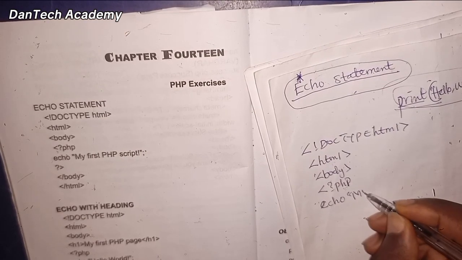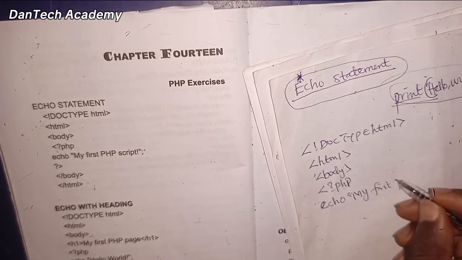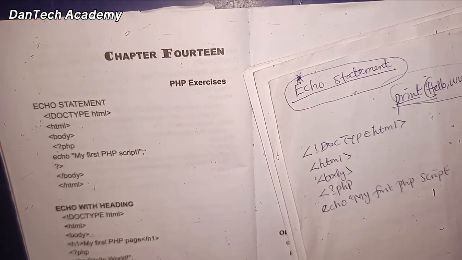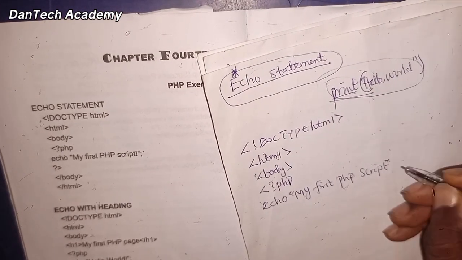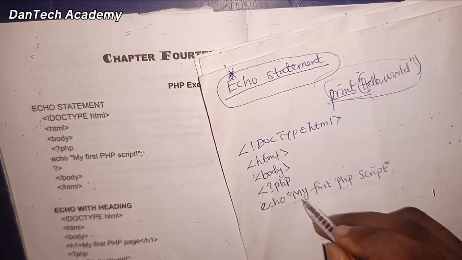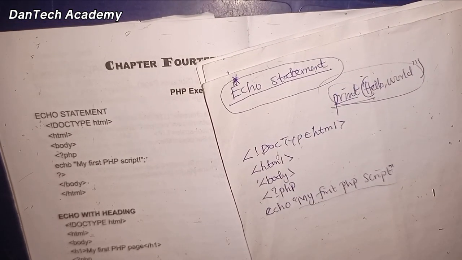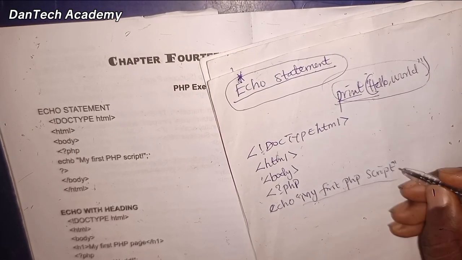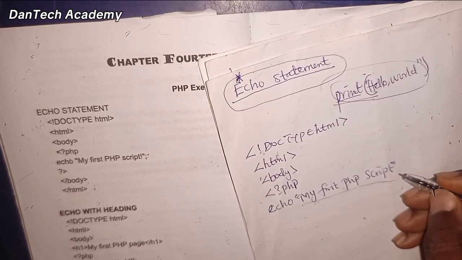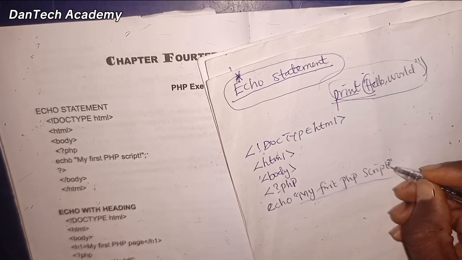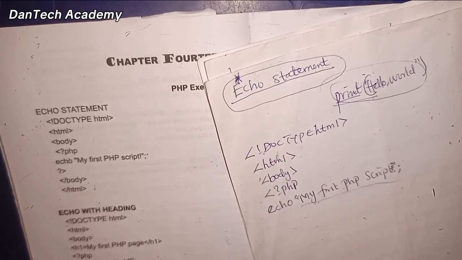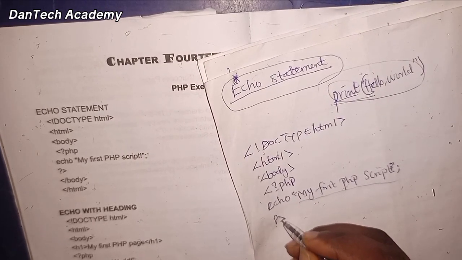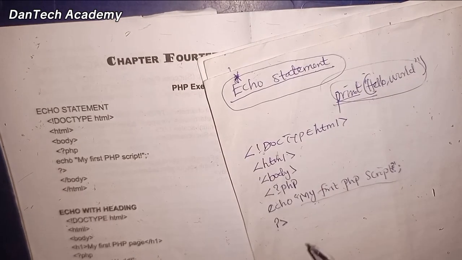So if you now say my first PHP script, don't forget that this is a string. This type of data type is called a string. So my first PHP script. At the end of the day, you end it with a semicolon. And you always close your PHP tag. This is your closing tag, and also close your HTML also.